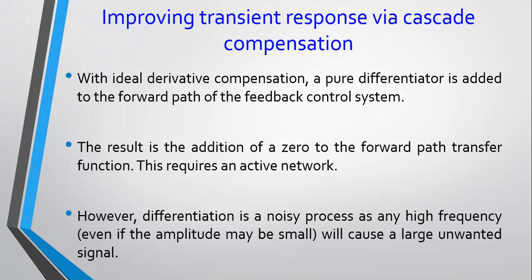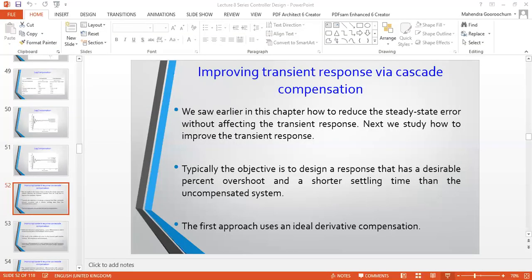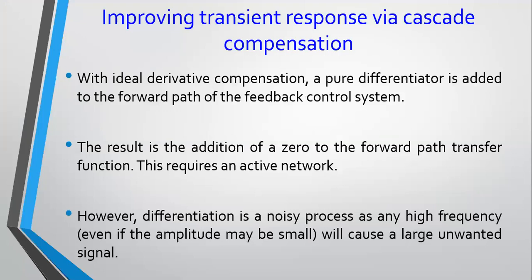Okay, so with ideal derivative compensation, a differentiator is added in the forward path of a feedback control system. Remember, when we were dealing with a PI controller, we actually added a pole at the origin. And in this case, we're going to actually add a differentiator, and the differentiator basically would be a zero. When we talk of a PI control design, we talk of a pole at the origin. Now we're going to add a zero. It won't be at the origin actually, as we're going to see when we design the PD control.